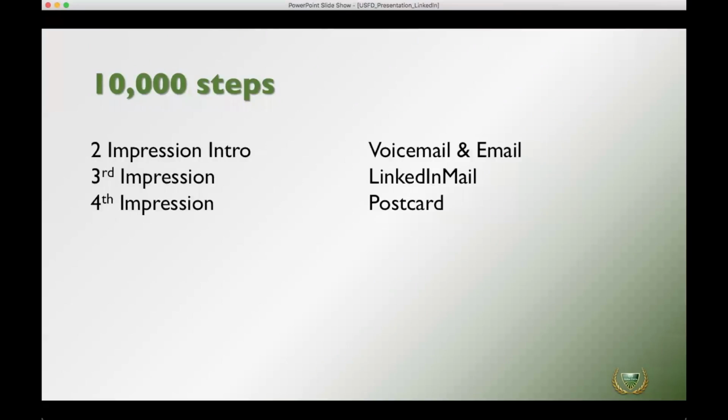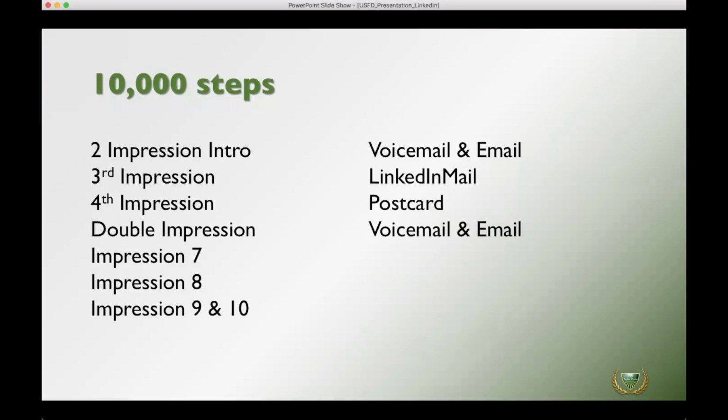And then the 4th impression, let's drop them a postcard. Generally, especially if you're using the US Farm Data Database, you've got a decent postcard that you can drop out to them that may even drive them back to your website, where you can get a few more impressions because you've implemented retargeting as we described in Tactic 1. Then we do another double impression. So the 5th and 6th impressions are voicemail and another email. Impressions 7, 8, 9, and 10: another LinkedIn mail, an email, a call.